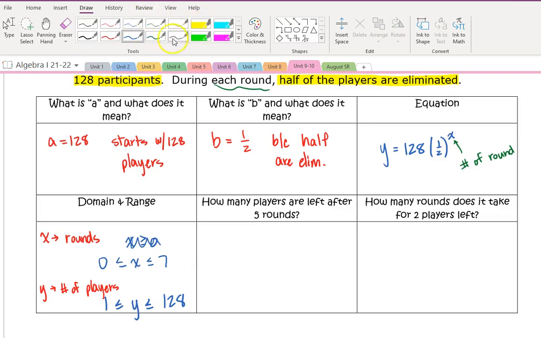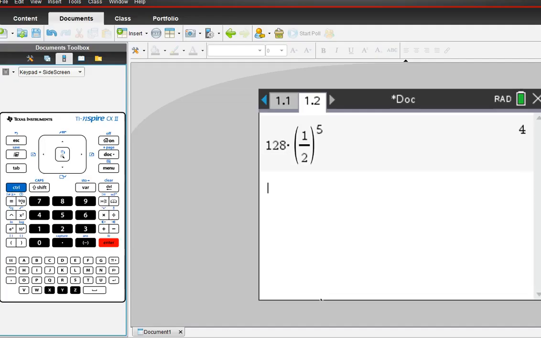Okay, so on this next question, it says, how many players are left after 5 rounds? Remember, that is an X value. I want you to pause your video, see if you can figure that out. You can use your equation and then use your calculator. Pause the video, see what you get. Okay, I got 4. I just rewrote my equation like that, and then on my calculator, here's how I typed it in, and my answer said 4.